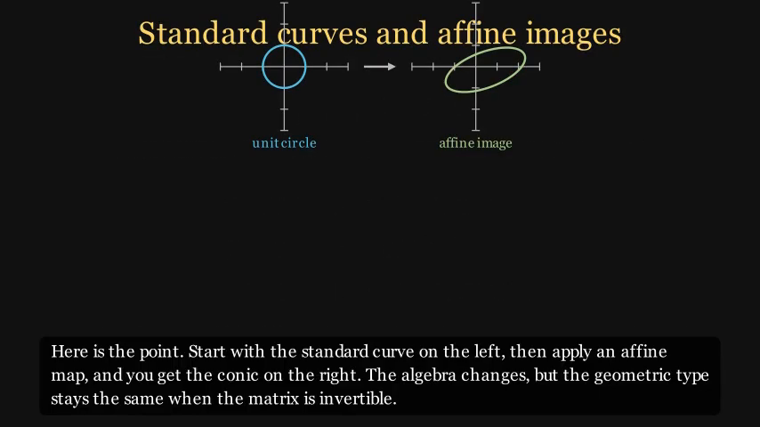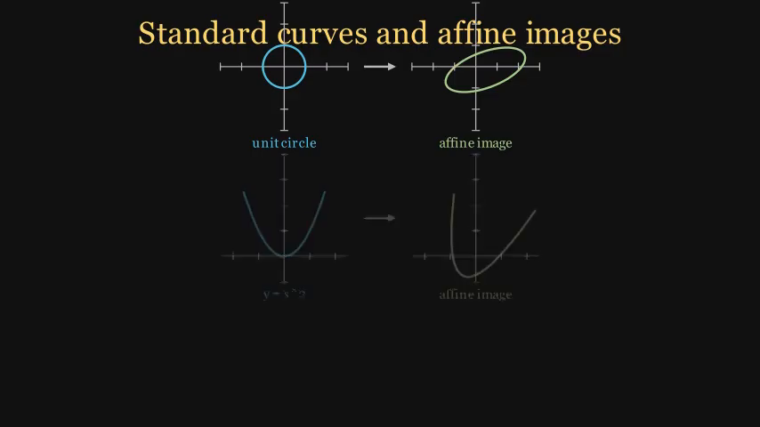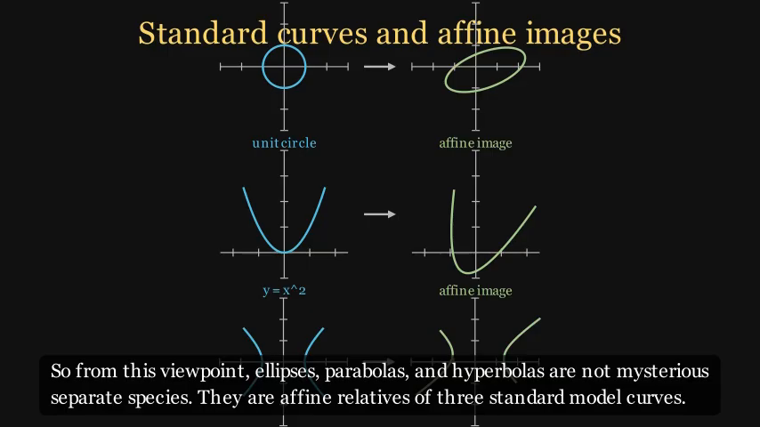Here is the point. Start with the standard curve on the left, then apply an affine map, and you get the conic on the right. The algebra changes, but the geometric type stays the same when the matrix is invertible. So from this viewpoint, ellipses, parabolas, and hyperbolas are not mysterious separate species. They are affine relatives of three standard model curves.